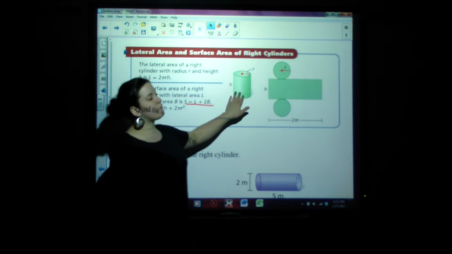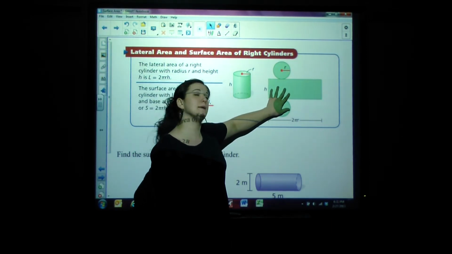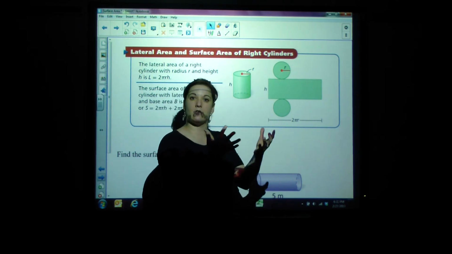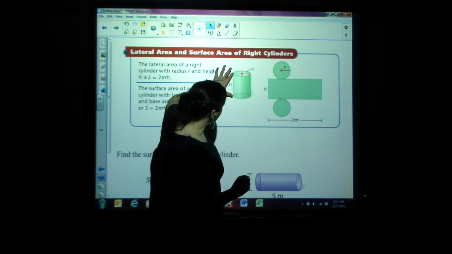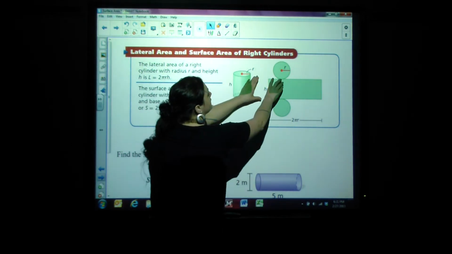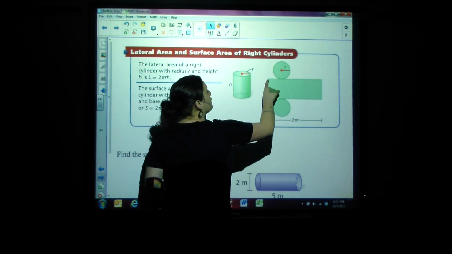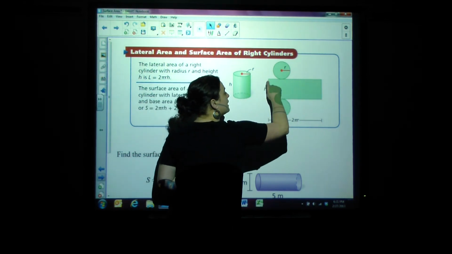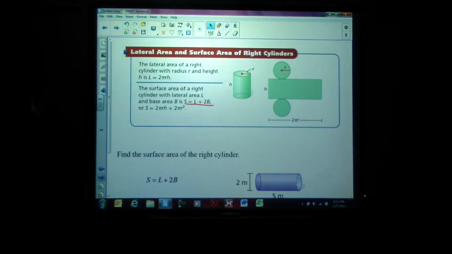Well, if we, again, unfold it and find its net, remember a net is what the 3-dimensional figure would look like on a piece of paper, kind of what you would cut out in order to fold it into the shape. Once we cut that out, we notice the height stays the same, but this piece that got wrapped around the can ends up being a rectangle whose length is the same as the circumference. So we had perimeter before when we had rectangles and triangles, and now we're going to have circumference. And if you remember your formula for circumference, that's 2 pi r.